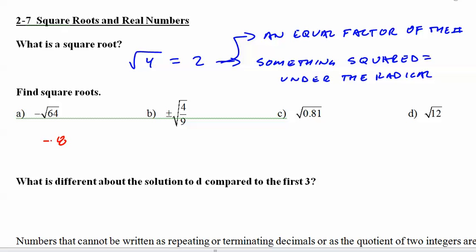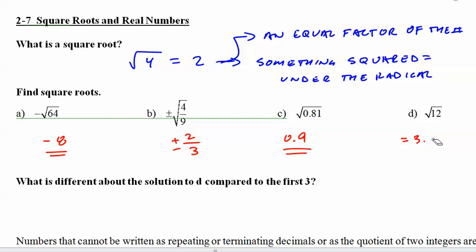Somebody slapped a negative out front, so it comes along for the ride. Square root of 4 is 2. Square root of 9 is 3. Somebody slapped a plus minus. And square root of 0.81, I believe, is 0.9. I'd have to check that one out. Yeah, it works. Square root of 12 is 3 point something.